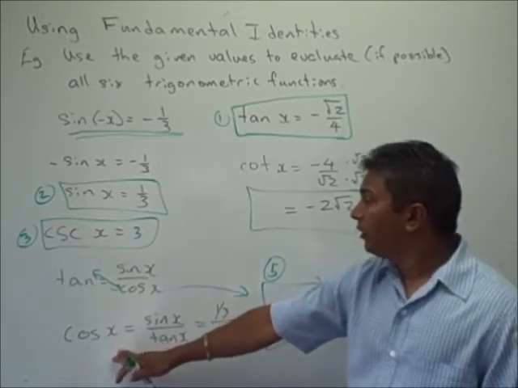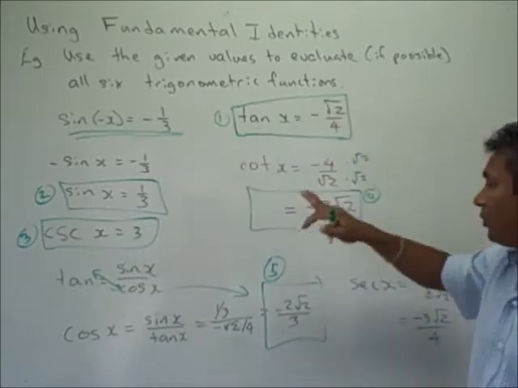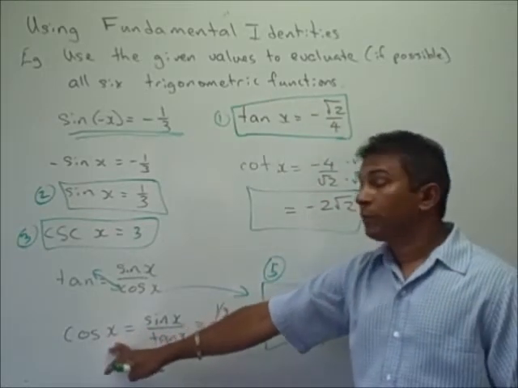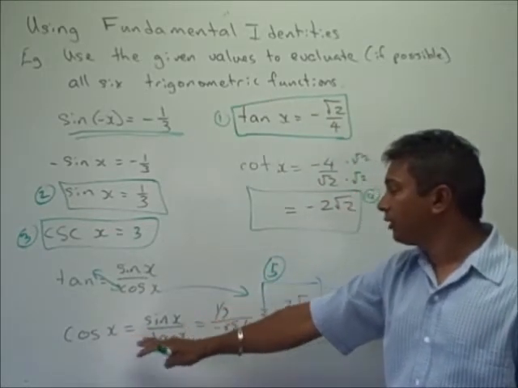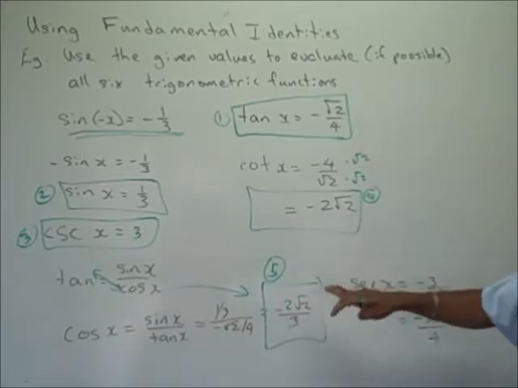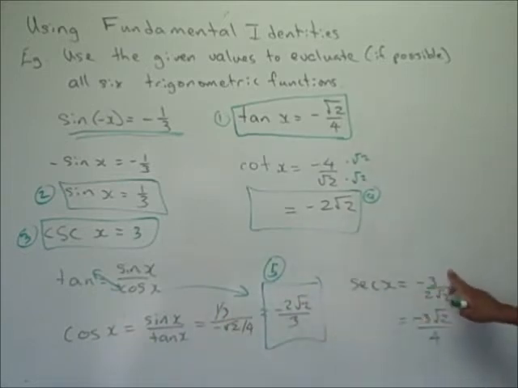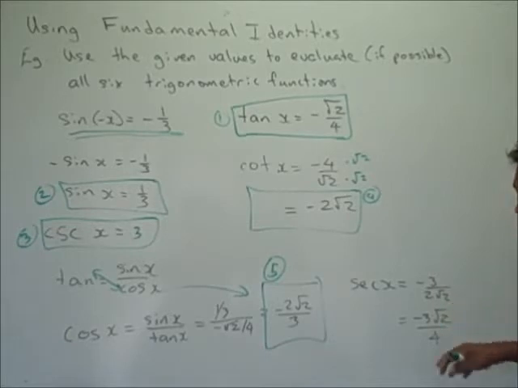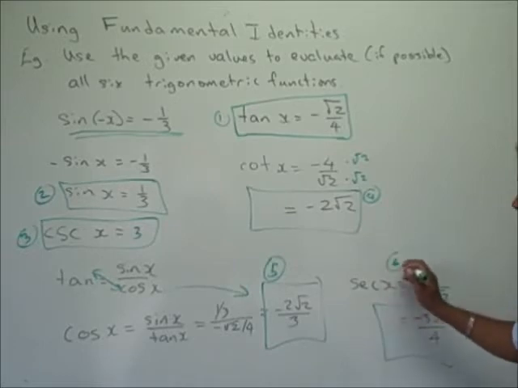And to find our final trigonometric function, which is our secant, we know from our reciprocal that it is 1 over cosine. So this becomes 1 over this. So it becomes negative 3 over 2 radical 2, which simplifies to give us negative 3 radical 2 all over 4 for our secant.